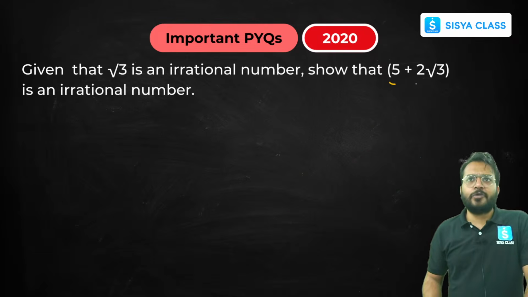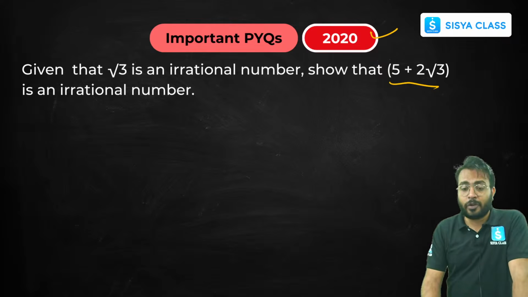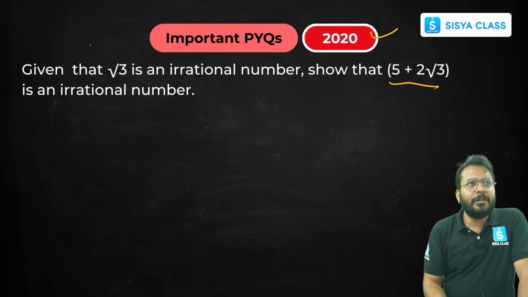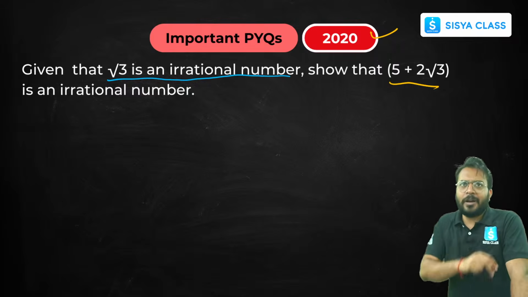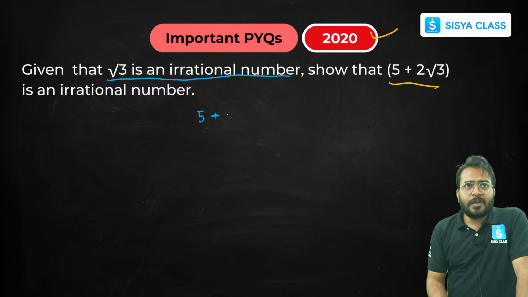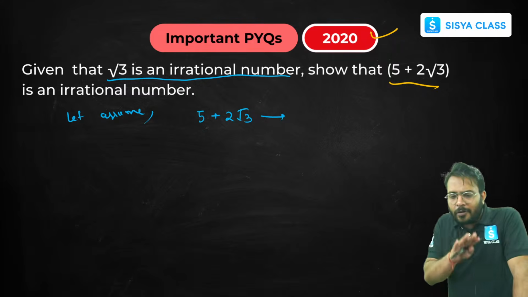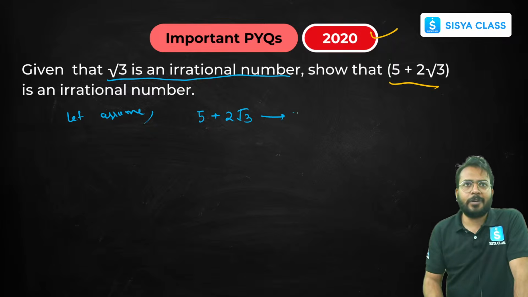Here we have to show that this is a rational number. This question has been asked in 2022 or 2020. Whenever they ask this type of question, they are already giving that root 3 is an irrational number, and we have to assume that. Already they have simplified the thing. So 5 plus 2 root 3, we have to prove that this is an irrational number. Suppose it is not irrational, then definitely it has to be rational, yes or no?